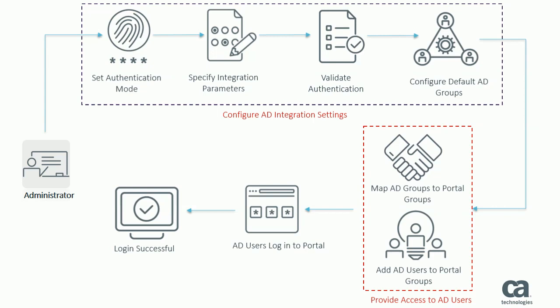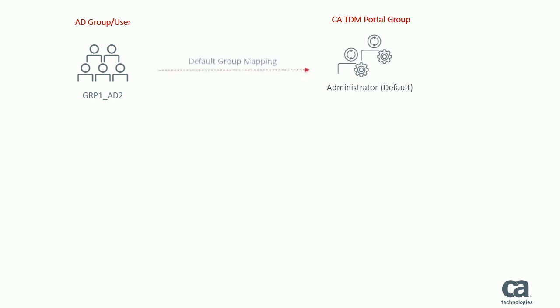So let's see how Joe, who's an administrator, integrates AD with the portal. Joe has been asked to allow AD users in his organization to access the CATDM portal. The business requirements are as follows. All users in the AD group GRP1_AD2 must automatically get administrator access when any new project is created in the CATDM portal. This is done by making this AD group the default administrator AD group in the portal.